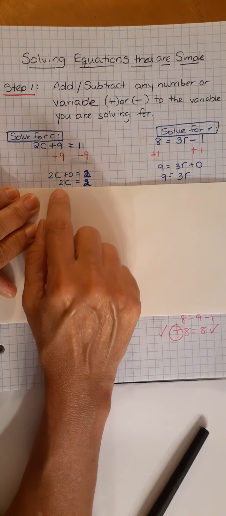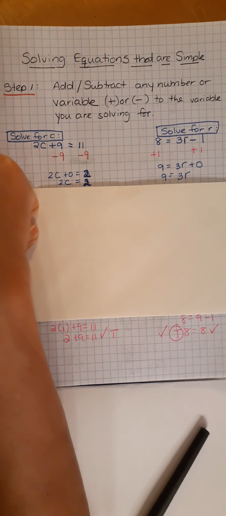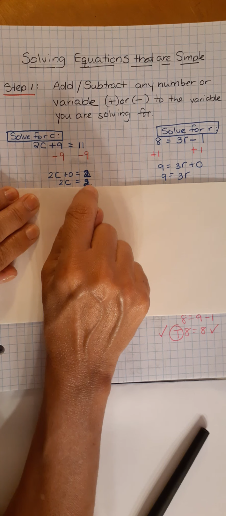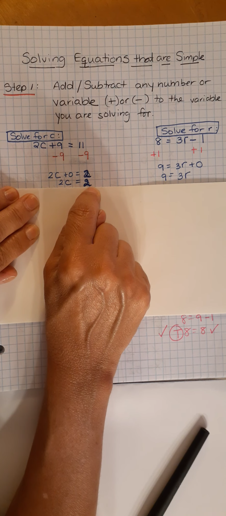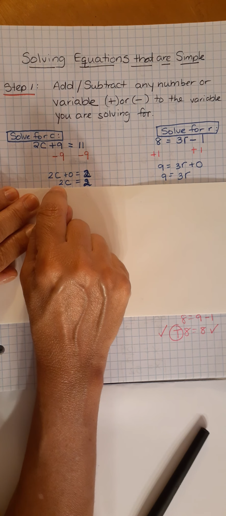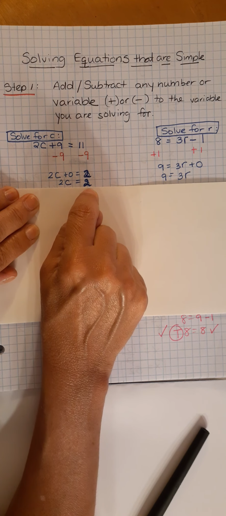Division. Exactly. So what I'm going to do is the division property of equality. When I divide here and here, I have to do it on each side. And I'm going to divide both sides by, what's c multiplied by? 2. So I'm going to divide by 2 and divide by 2.